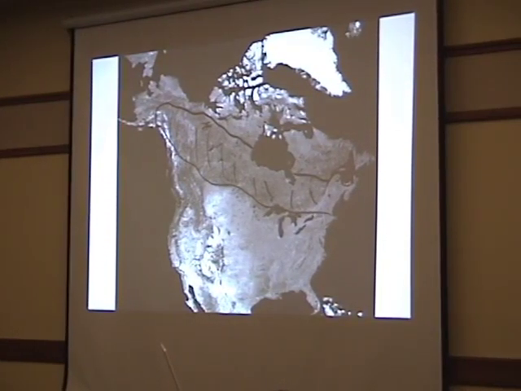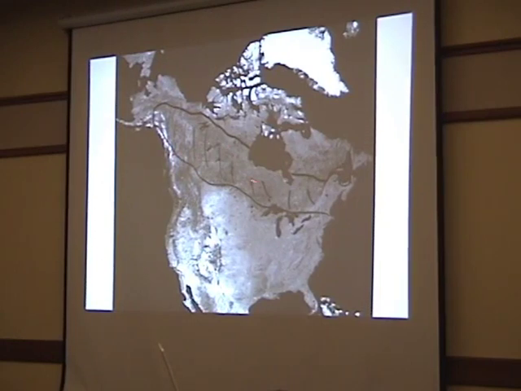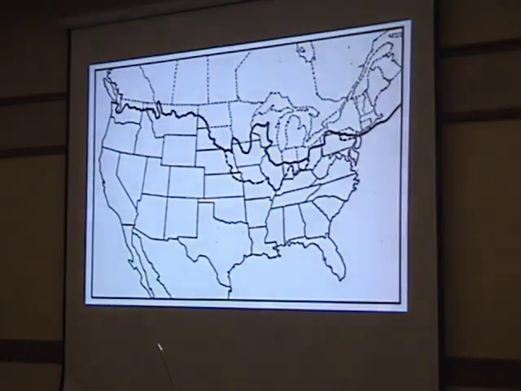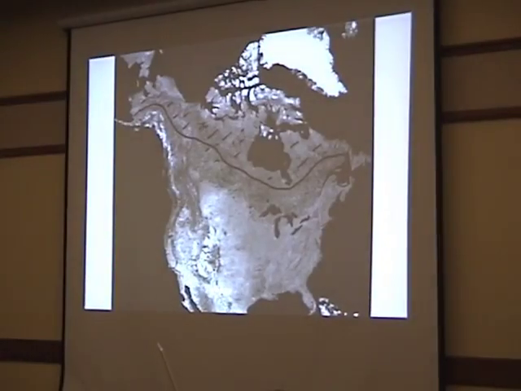Obviously, this whole range was under ice, so everything that's here is obviously a product of something that was south of the glaciers moving north, and this is a fairly common distribution pattern that we'll see. And then the last is the refugial.